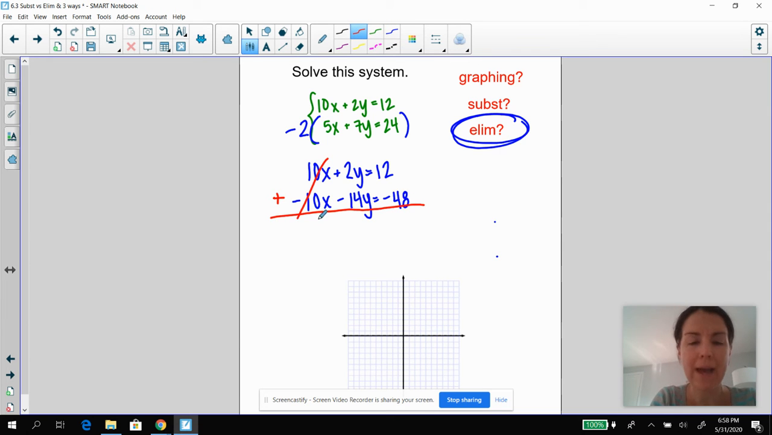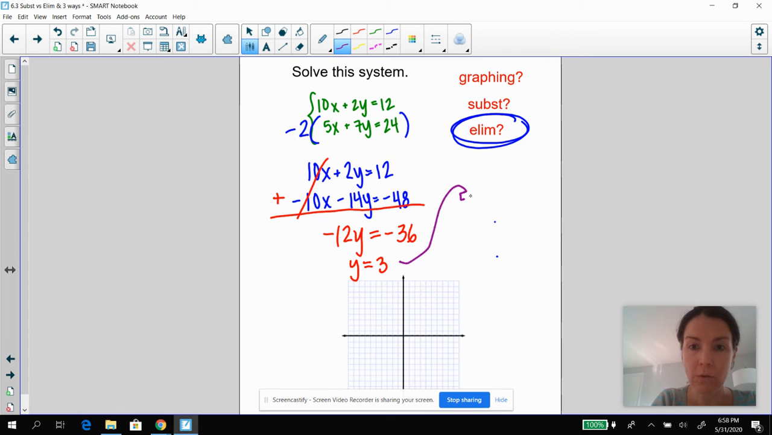I'm going to drop the x's out. And then I get 2 minus 14 is negative 12y equals, so 12 minus 48 is going to be a negative 36. And then if I divide both sides by negative 12, I get that y equals 3. That is only half of my solution there. I've got to plug it back in.